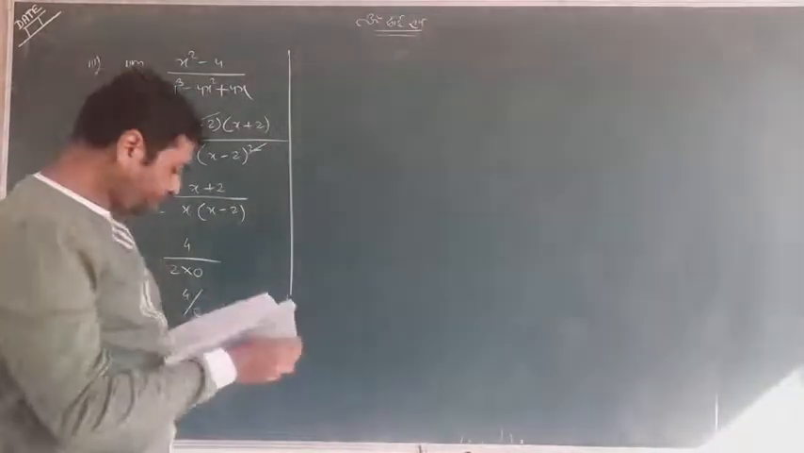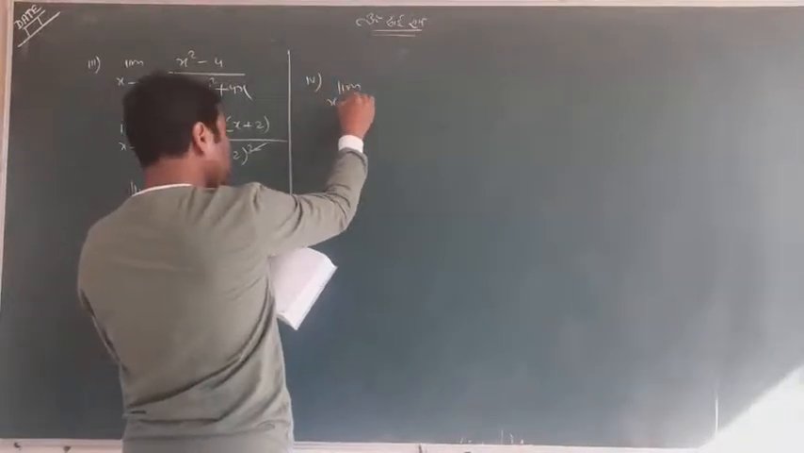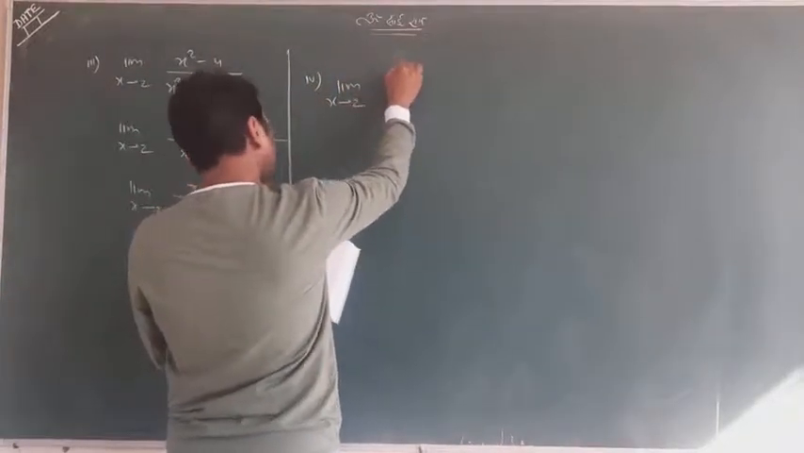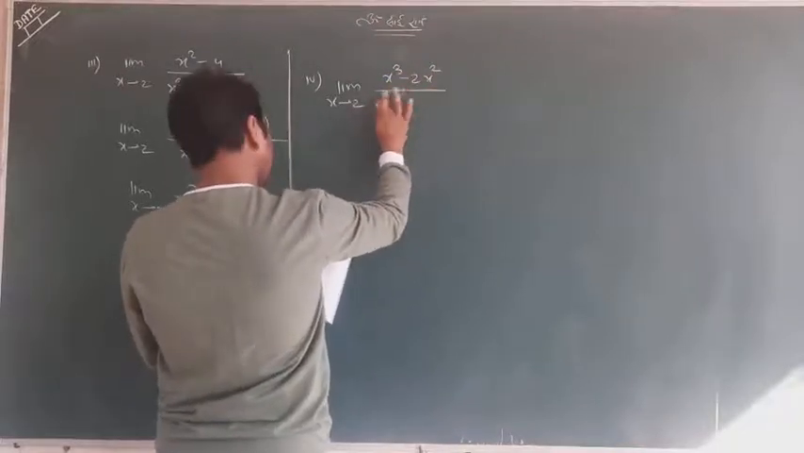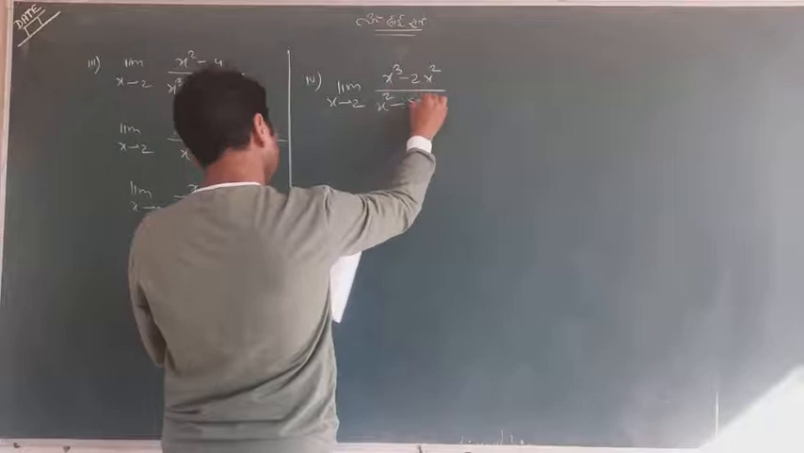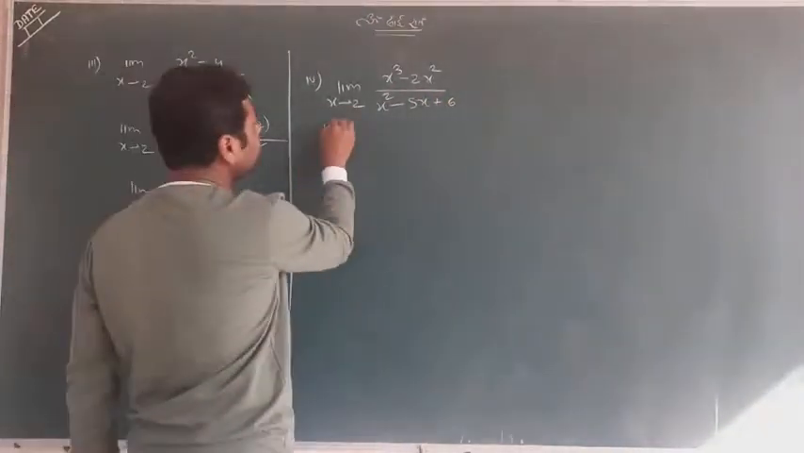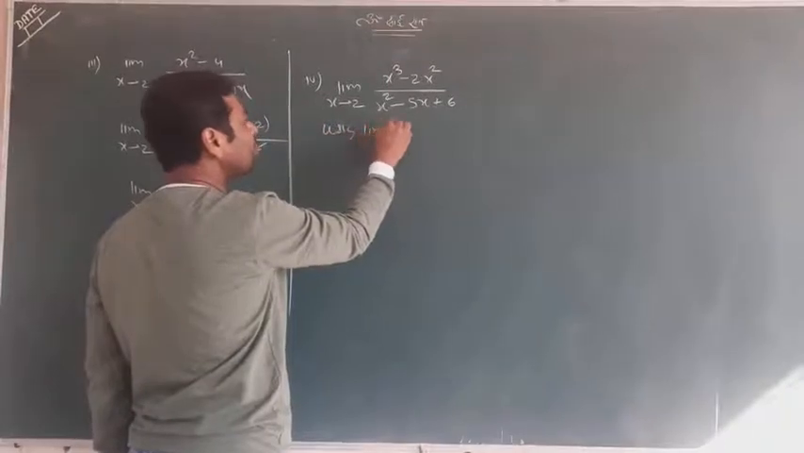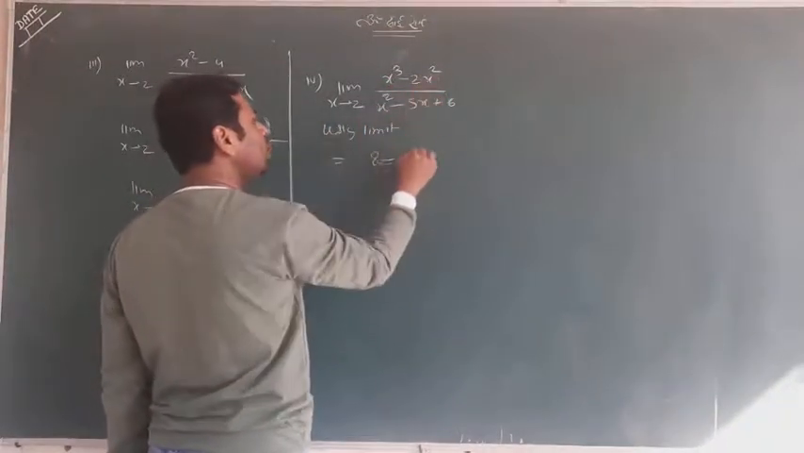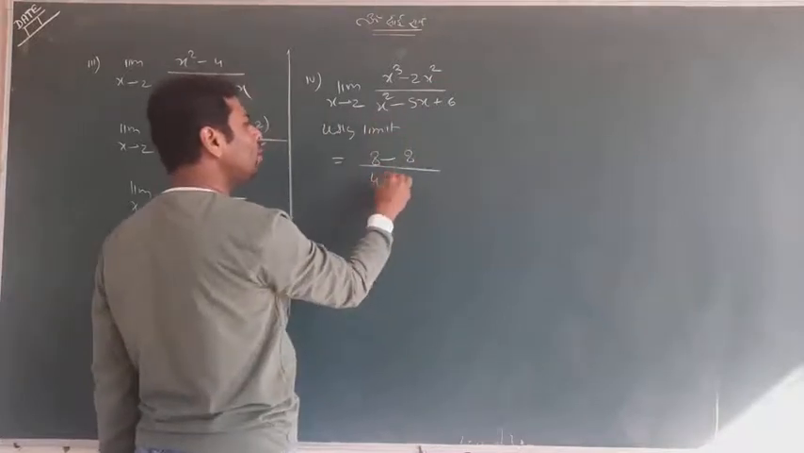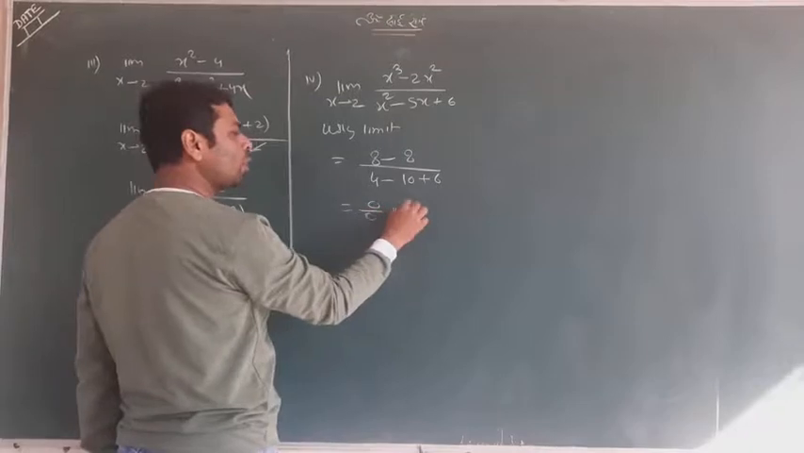Okay. Now let me tell you the fourth question. Limit x tends to 2, x cube minus 2x square upon x square minus 5x plus 6. This is the question. Now put in the limit. What will come? 2 cube is 8, 2 into 4 is 8, so 8 minus 8, and 4 minus 10 plus 6. So the answer is 0 upon 0, not defined.